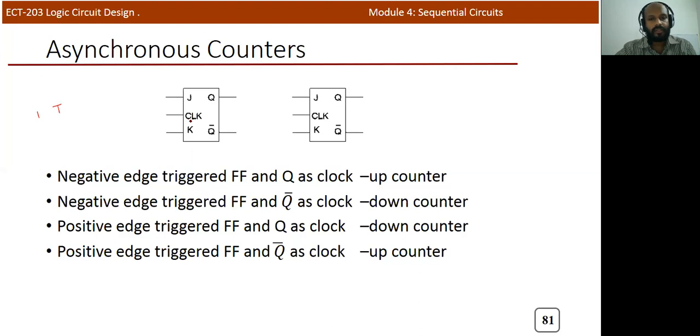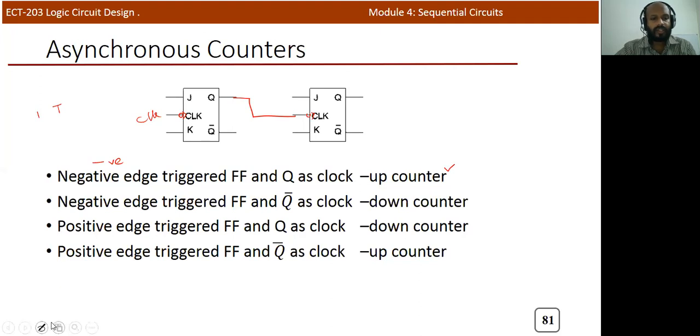And I'll tell you how we can design up and down counter. For example, if you are using a negative edge triggered clock, and the Q output is connected as a clock. For example, this is a negative edge triggered flip-flop, and this is also negative edge triggered, and the Q output is connected to the clock. So the first one is directly connected to the clock input, and the second flip-flop is triggered by using the Q. So here you can see the negative edge triggered and Q as a clock. So it will operate as an up counter.